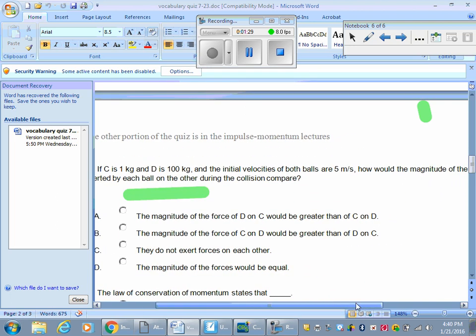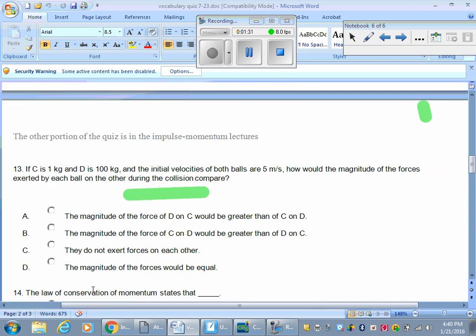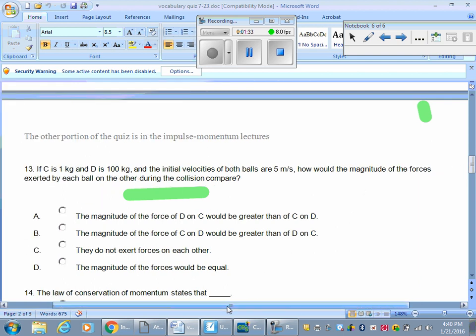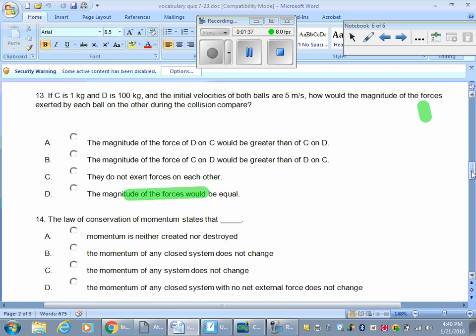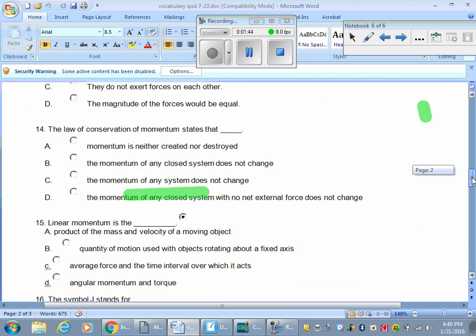What is the magnitude of the forces exerted by each ball? They're equal. That's Newton's third law. All forces are equal and opposite. Law of conservation of momentum. You have to be specific. In a closed system with no external forces, this does not change.